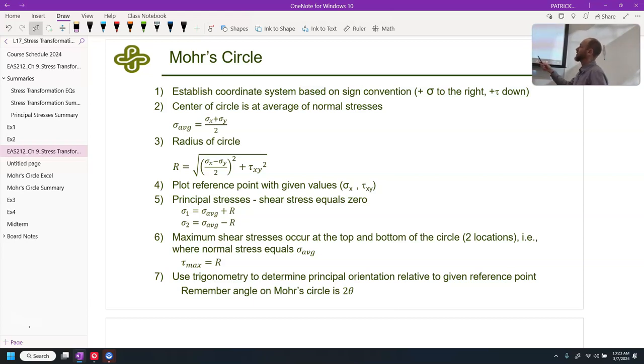And then if you want to solve for the orientation of the principal plane, you just plot your original state of stress, sigma x and tau xy, to then determine with trig which direction you need to rotate to get to sigma 1 or sigma 2. Questions before we jump into an example?